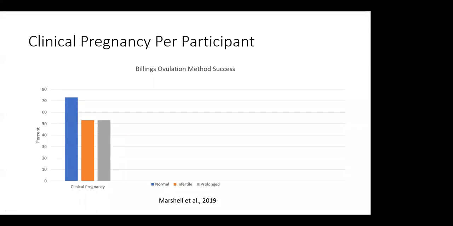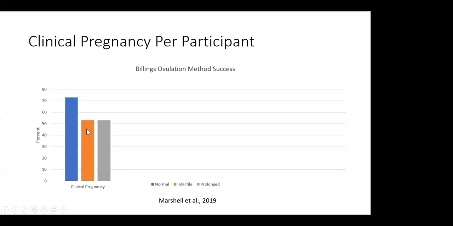Now you could carve this data up in different ways. This is just another way to look at it. This is looking at it based on whether the couple had normal fertility, so they were attempting to achieve pregnancy in less than 12 months. And the average time that it took for these patients to get pregnant was about 5 to 6 months. Okay, so greater than 70% in that group.